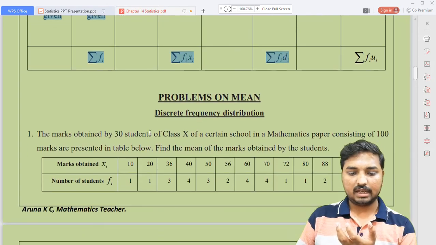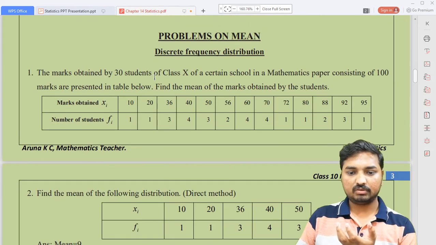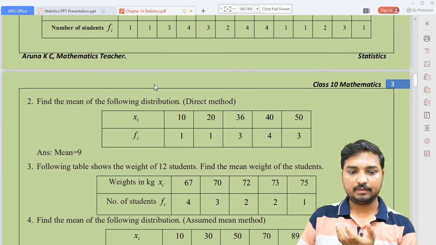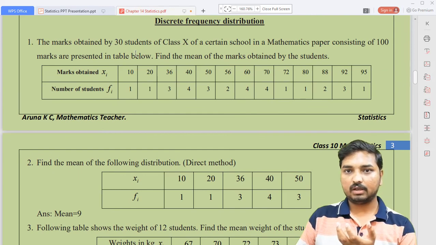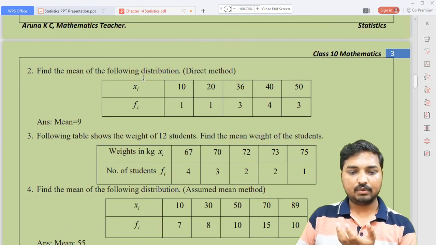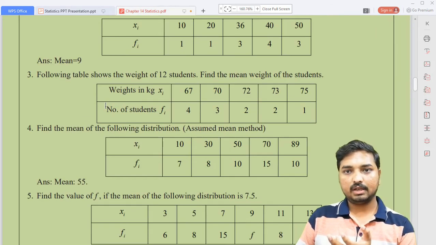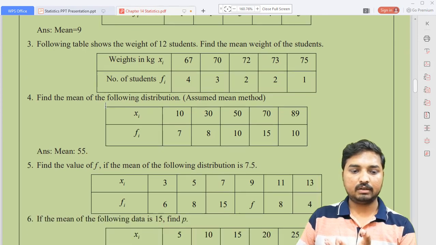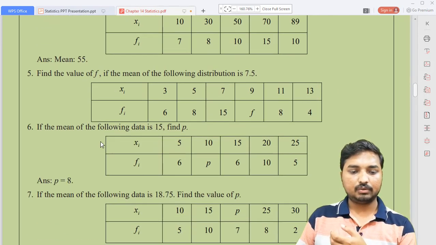Now the next thing: these are the problems on discrete frequency distribution. The first problem is already solved. The second question is homework for you, and the answer is already given to you, it's equal to 9. The third question, I have solved this one, and the fourth question is an exercise for you. So you need to solve this one.